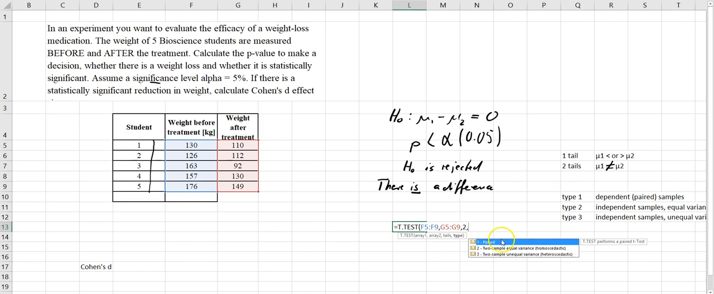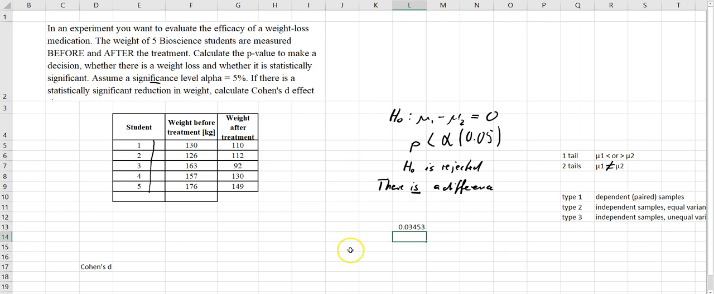And the last parameter for this t-test is the type, and we have the option of 1, 2, or 3. So 1 indicates paired or dependent samples, and that is exactly what we have here, because the samples depend on each other. They are related, for example, to this first student here. So we can easily say that it is type 1 that we want here. So we get a p-value.